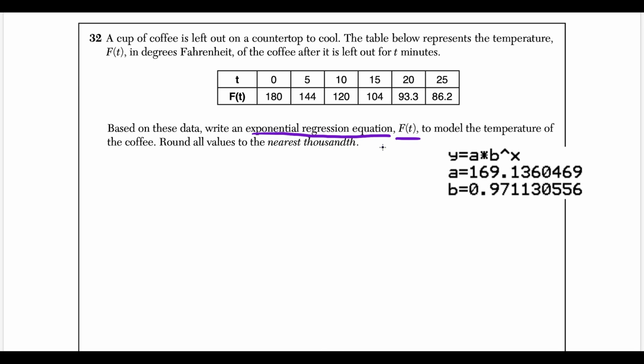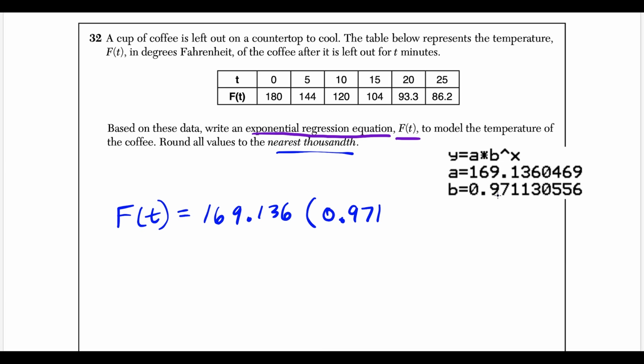So now just borrowing this information, please make sure though that if they tell you to name this function f of t, don't use y and x, use f of t. And then instead of x, use t. So here we're rounding to the nearest thousandth, and we have to look here. The coefficient of our exponent term a is 169 point, and then we have 136, and we're rounding to the nearest thousandths place, so we stop 3 decimals after. The 0 tells us to round down to 136, and now we just go ahead and throw in our parentheses here. Inside the parentheses, the base of our exponent is 0.971.